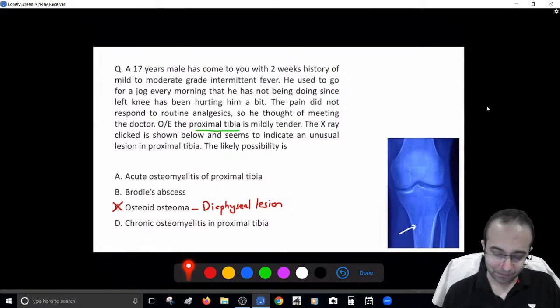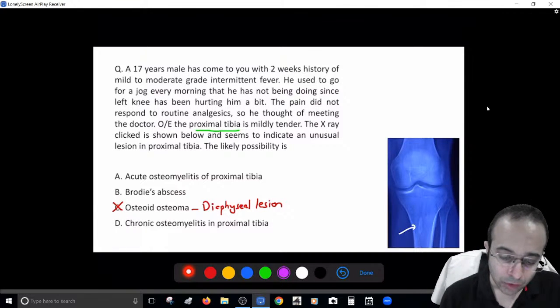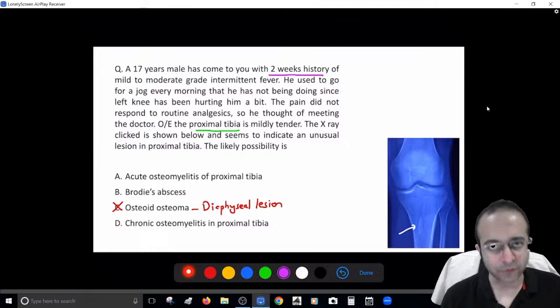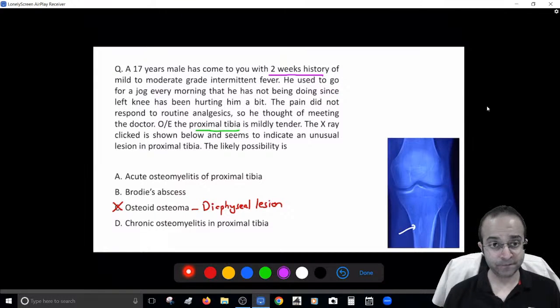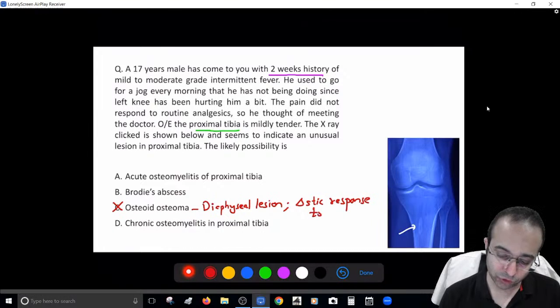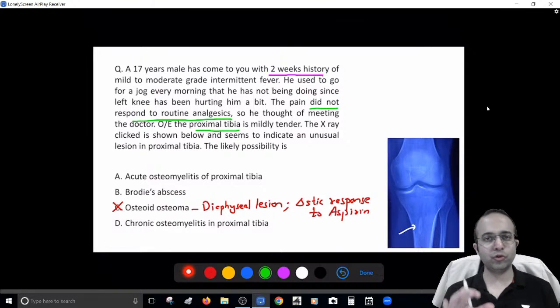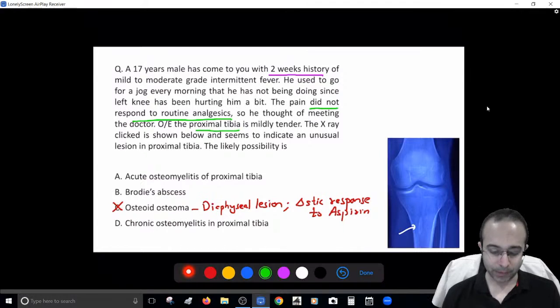Okay. Now, if at all it is infection, which type of infection? Acute, chronic. Now look at the duration of symptoms. 2 weeks history. Okay. And one more thing that takes out osteoid osteoma here. I think you know about this part also, that in osteoid osteoma you have a diagnostic response to aspirin, NSAIDs. So here if you see, the response to routine analgesics is not there. So osteoid osteoma is gone, so other things are now in my priority.